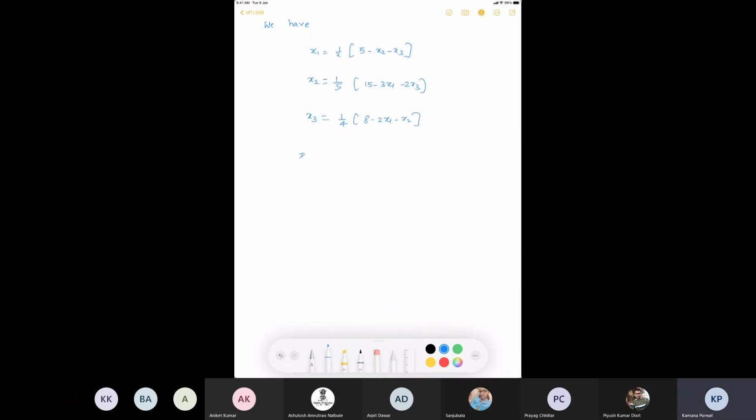Okay, and the initial guess is 0. So let's take x1 0 is 0. Sorry, x1 we are setting it with the 1. So x2 1 is 0 and x3 1 is 0.